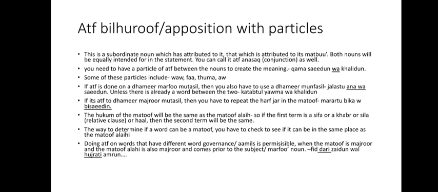And in order to create this meaning, you need to have a particle of atf between the two nouns. For example, قام سعيد وخالد. So this sentence means that Sa'id stood and Khalid stood. So wa is the particle of atf, and Khalidun is the ma'tuf, which is the tabi', and Sa'idun is the ma'tuf alayh.